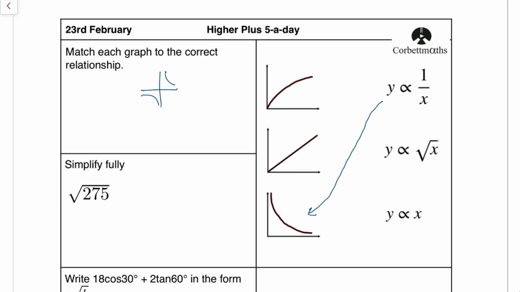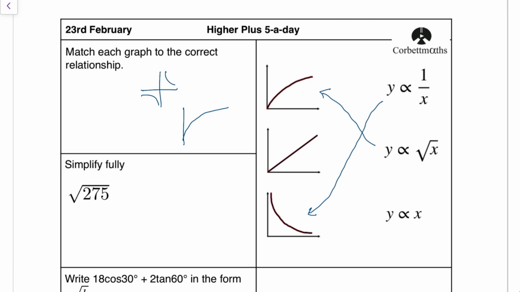Next one, y is proportional to the square root of x. So in other words, x squared grows quicker and quicker. x square rooted does the opposite, so therefore this is going to be graph number 1. So equation number 2 goes to graph number 1.